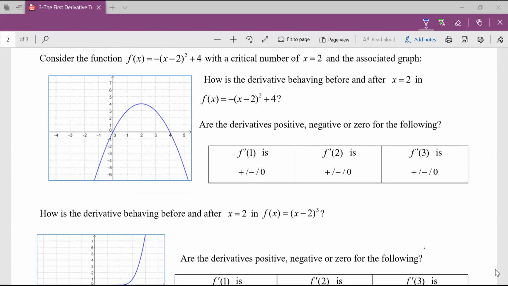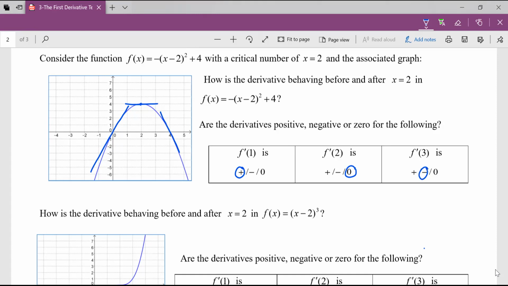Okay, so again, let's go back to a visual first. Consider the function f of x here, which has a critical number at 2. I know that's the critical number because the tangent line has a horizontal slope. So how is the derivative behaving before and after x equals 2? To the left, the slopes of the tangent lines are positive. At our critical number, the slope of our tangent line is 0. And to the right, as x gets larger, our tangent lines have negative slopes.